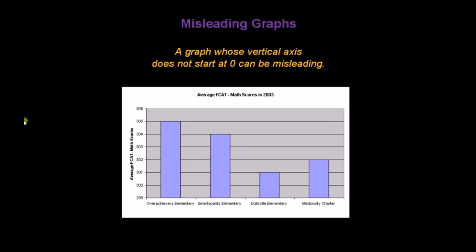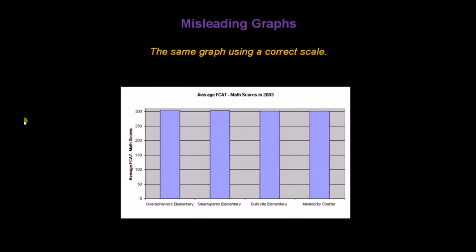Look at the vertical axis. It starts at 299, not at 0. Because of that, it makes it look as though the kids at Overachievers Elementary are 3 times as smart at math as the kids at Dullsville Elementary. Let's remake this graph properly. Here's the same graph using a correct scale. We start at 0 at the bottom. We use equal intervals all the way to the top, and when we fill in the bars for each school, we find there really isn't much difference in the math scores at all.